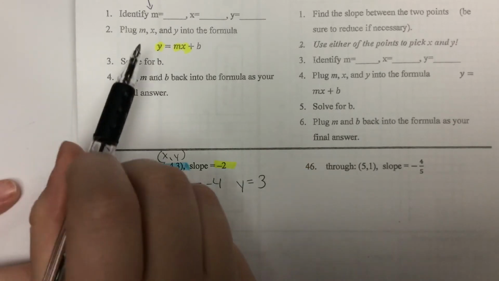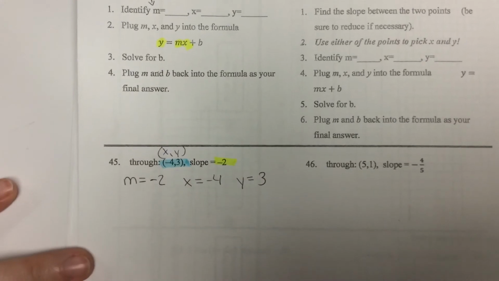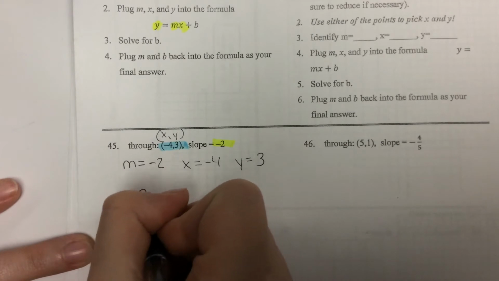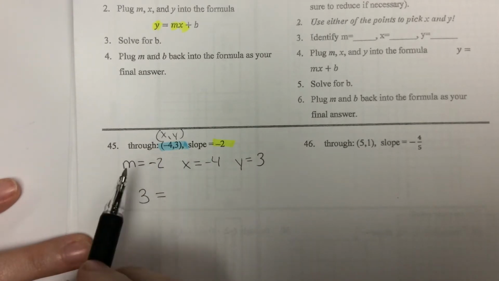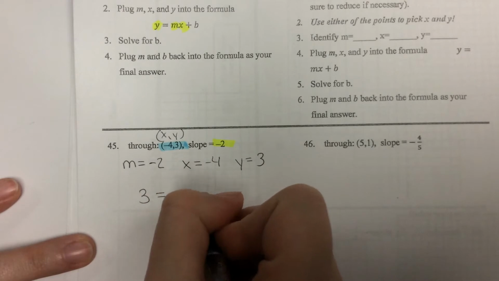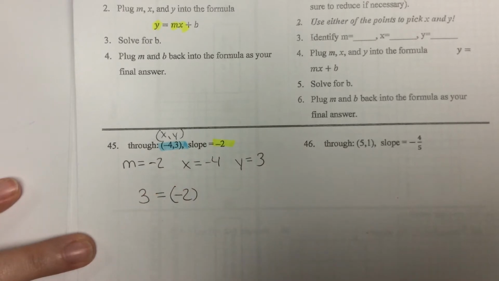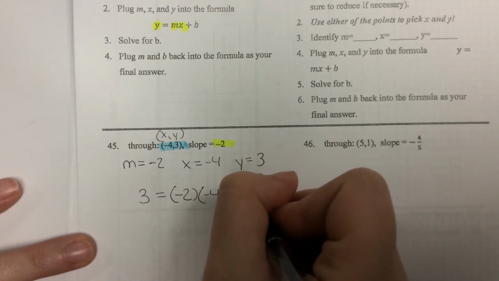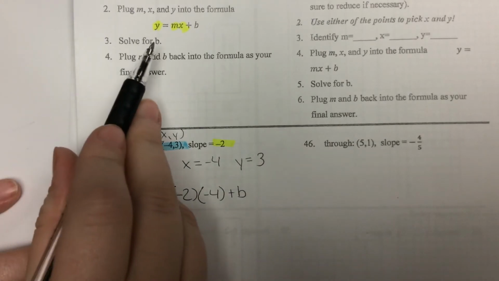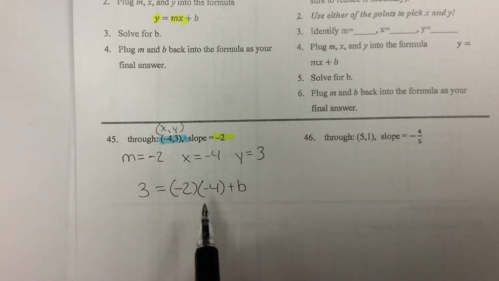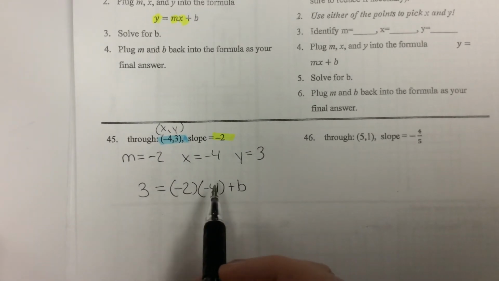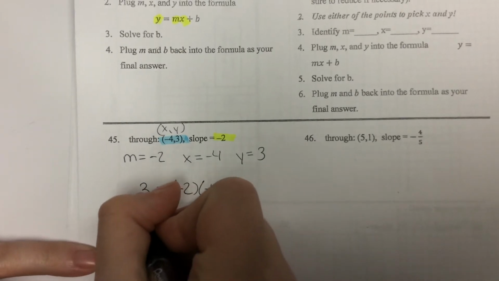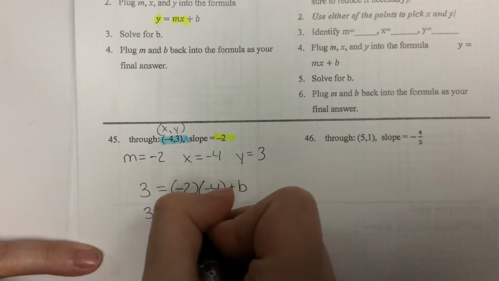Now let's plug m, x, and y into our formula, y equals mx plus b. So we have y, which is 3, equals m, which is -2, times x, which is -4, plus b. We need to solve for b. Let's use our order of operations. PEMDAS says to multiply before you do any addition. So here we have -2 times -4. We'll have 3 equals 8 plus b.